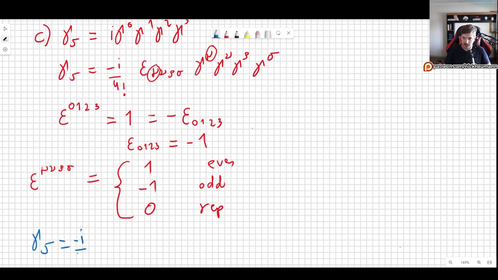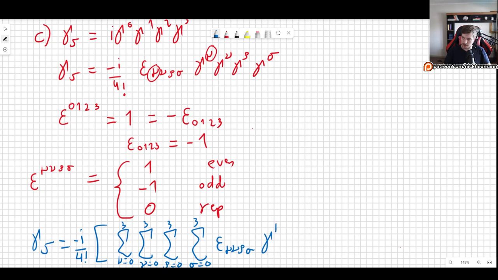So we have minus i over 4 factorial, and then we have the sum over mu, which goes from 0 to 3, sum over nu, which goes from 0 to 3, sum over rho, which goes from 0 to 3, sum over sigma, which goes from 0 to 3, of epsilon mu nu rho sigma gamma mu gamma nu gamma rho gamma sigma. Okay, so now we just have to sum through.